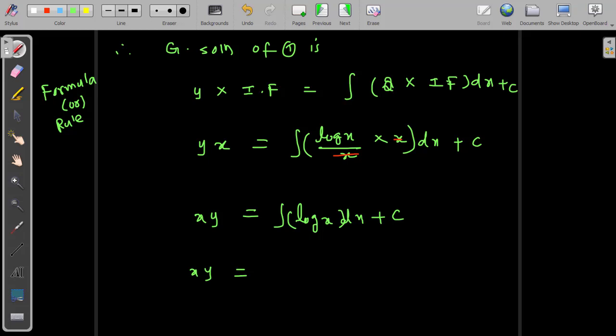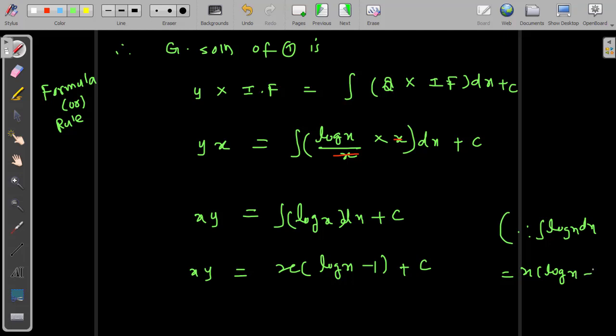It's not required now. Remember the log x rule: the integration of log x dx equals x times log x minus 1, plus integration constant c. So we can stop over here, which is the required solution. The required solution means the general solution of equation 1. It's very, very important. Thank you, students.